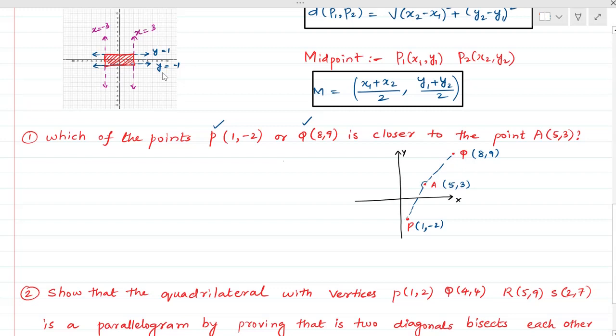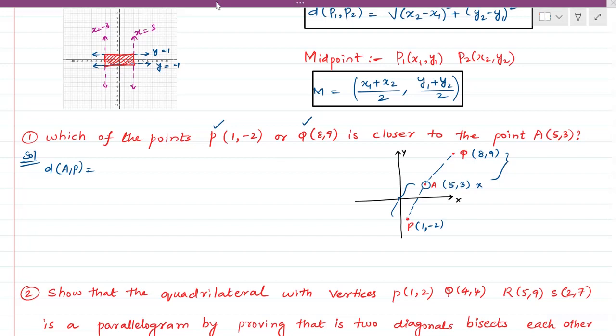So how will you find this? I will fix A, and calculate the distance from A to P and the distance from A to Q. Whichever is less is closer to A. Let us start with the first one. I will calculate D of A comma P, taking P and A.